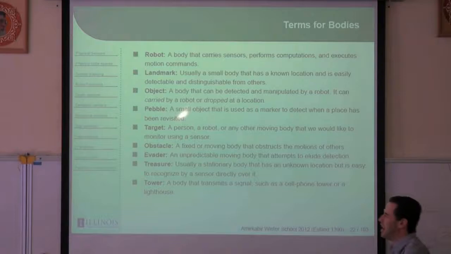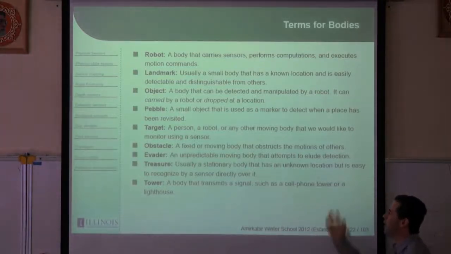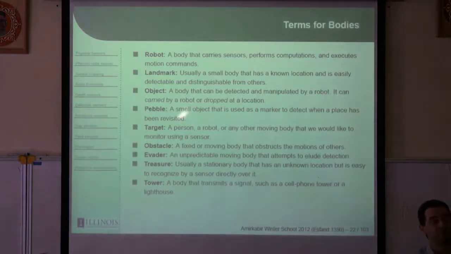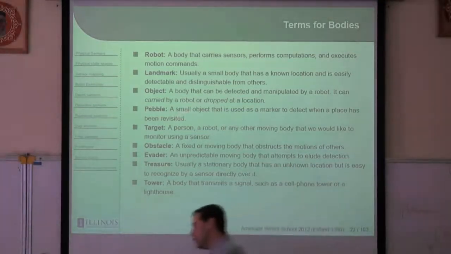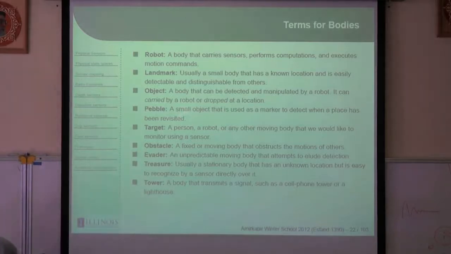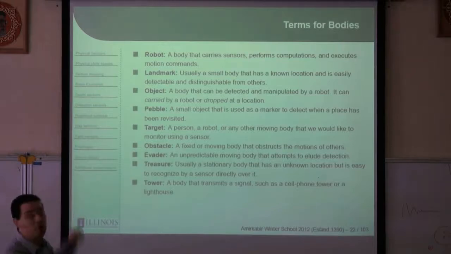And another one is a tower. You may think about towers in terms of cell phone towers. It transmits a signal, and using field-based sensors, you may be able to infer something about it. It's like a special kind of landmark, perhaps, but it emits some signal. So these are common possibilities. I could easily go out and find hundreds of papers that use any one of these terms.